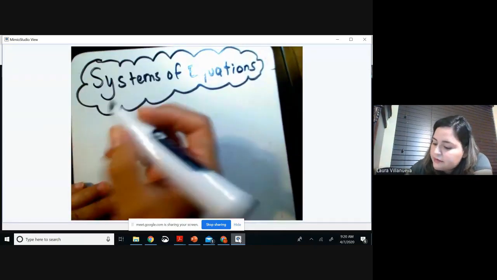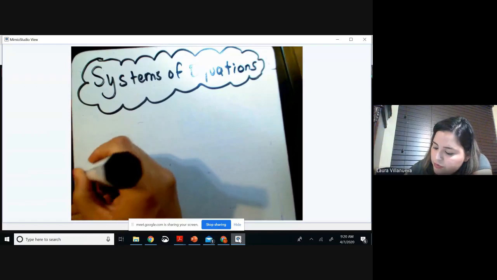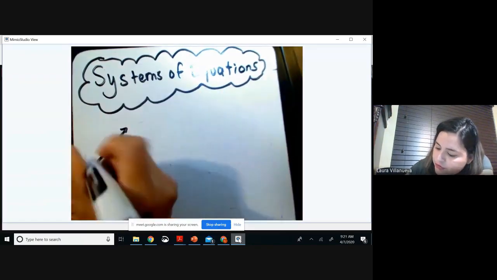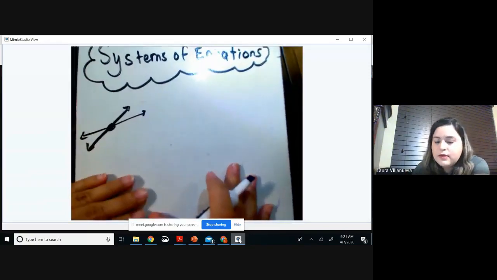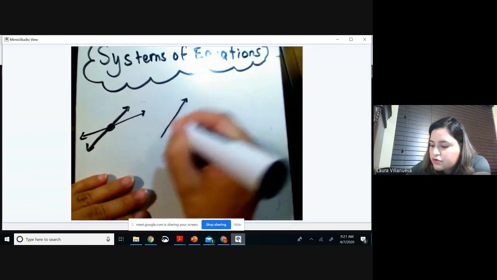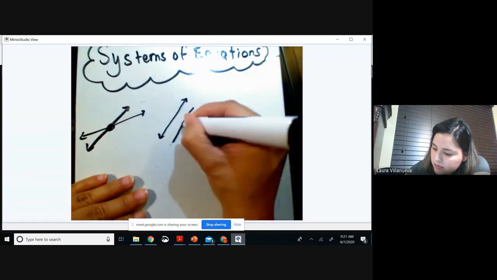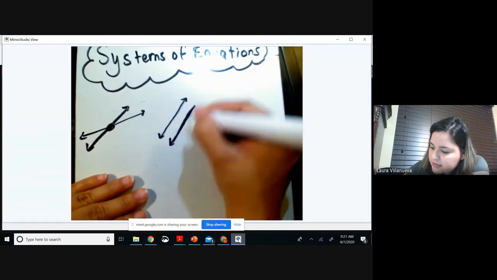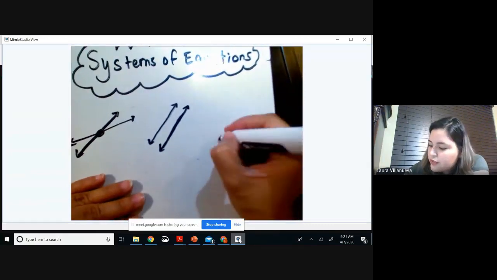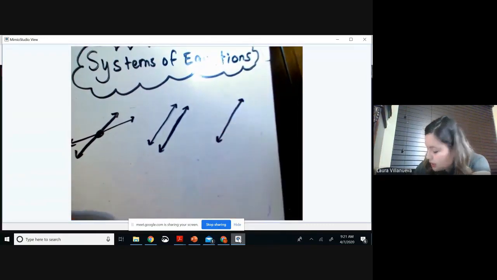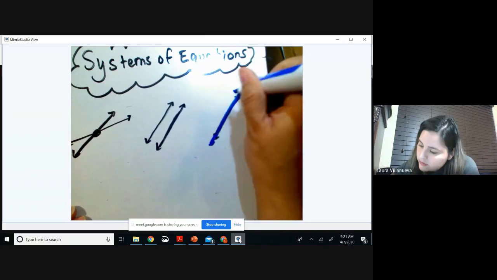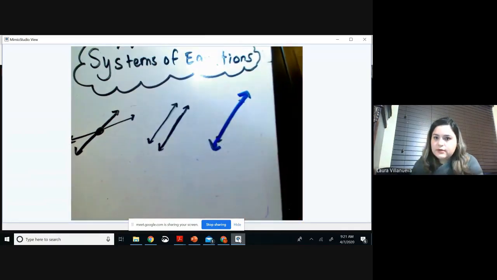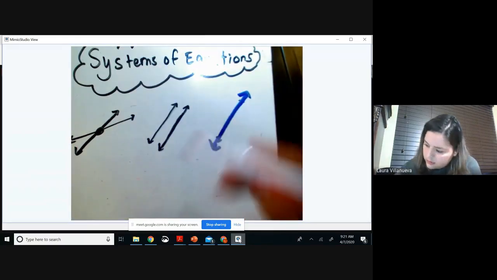So I'm going to give you three different scenarios. One where your lines cross, okay? One where your lines don't cross. Think of these as parallel lines. And one where your lines cross all the time. So you're going to have one line on top of another line, which is actually the same line, to another color.